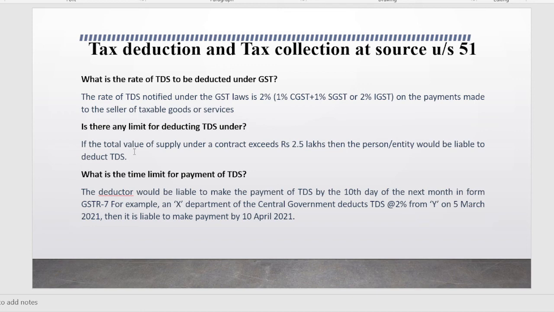So whenever the deductor deducts the TDS, he is liable to pay the TDS by the 10th day of the next month, in the form of GSTR 7. For example, if X department of the central government deducts TDS at the rate 2% from Y on 5th March 2021, then they will have to pay or deposit that particular TDS on 10th April 2021. तो जिस मंथ में आप डिडक्ट करते हो उसके नेक्स्ट मंथ के 10 तारीख तक आपको ये पेमेंट करना है ना.